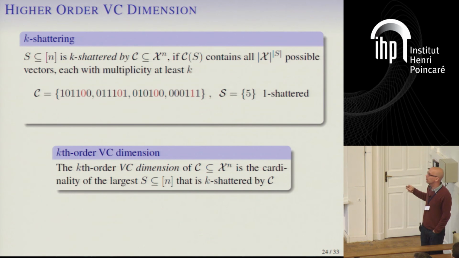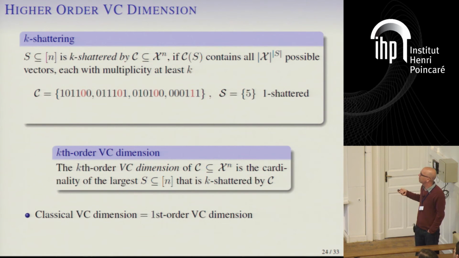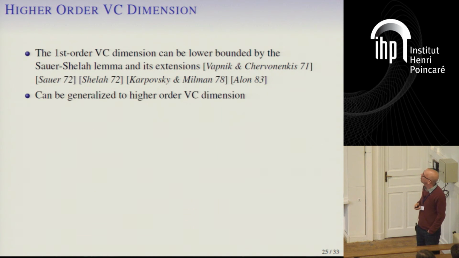And now the kth order VC dimension of the codebook C is simply the cardinality of the largest set that is K-shattered by C. The classical VC dimension is simply the first order VC dimension, when we don't require repetitions. The first order VC dimension can be lower bounded by what is known as Sauer's lemma and some extensions of it. And this can be generalized to higher order VC dimension.